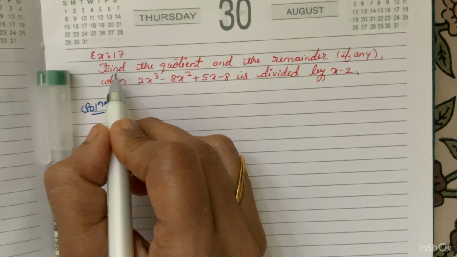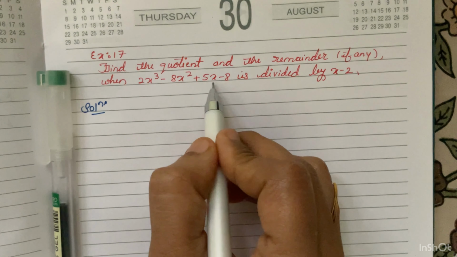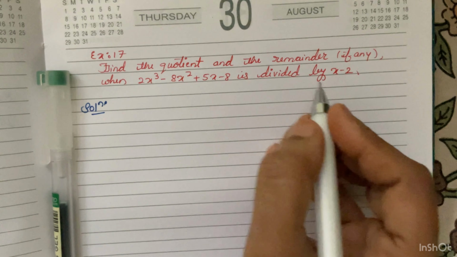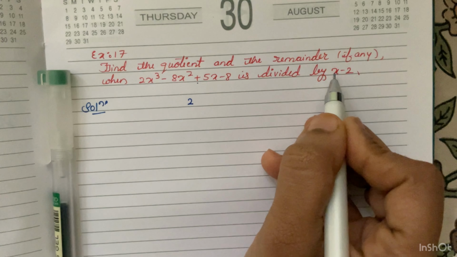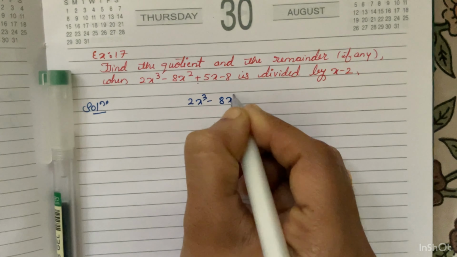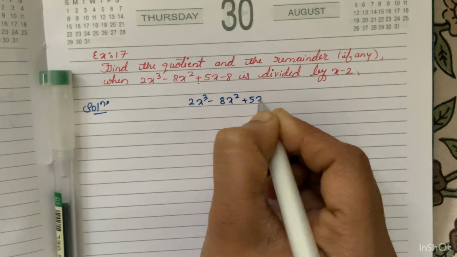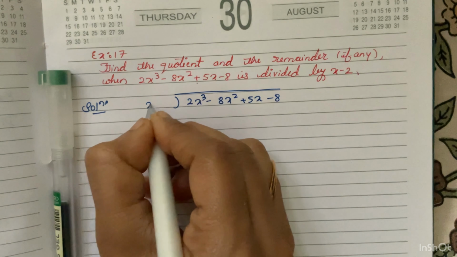Now the question is, find the quotient and the remainder, if any, when we are dividing this polynomial by this polynomial here. Let's start doing this one. So here this is the dividend, and this is the divisor. 2x cube minus 8x square plus 5x minus 8 dividing by x minus 2.